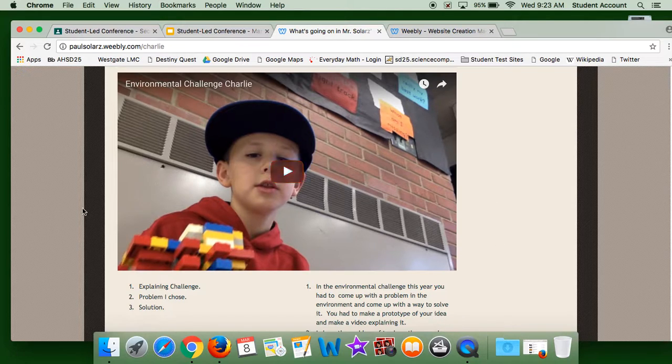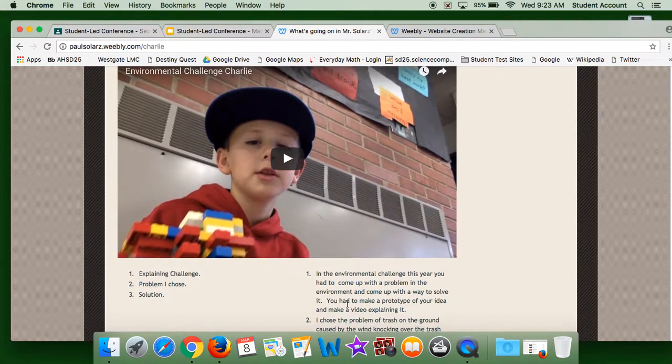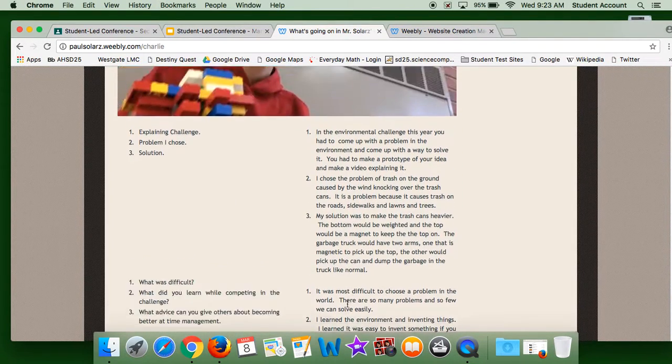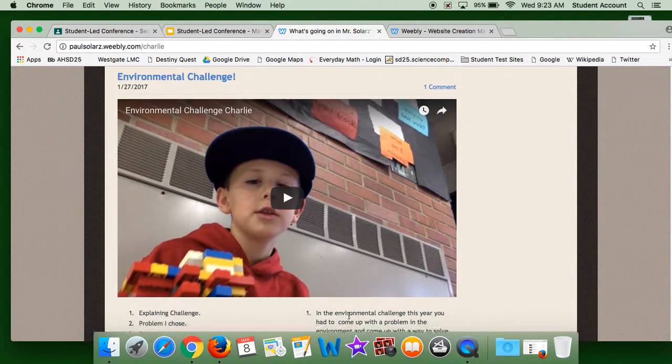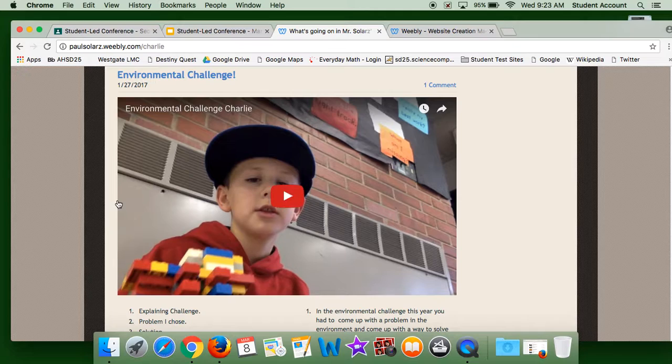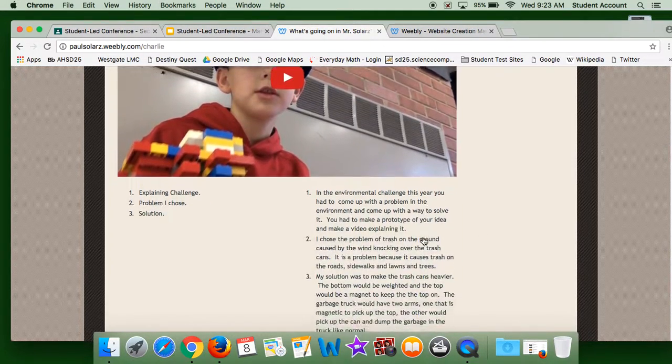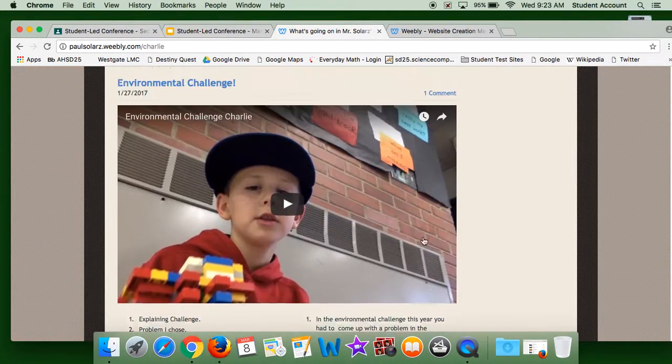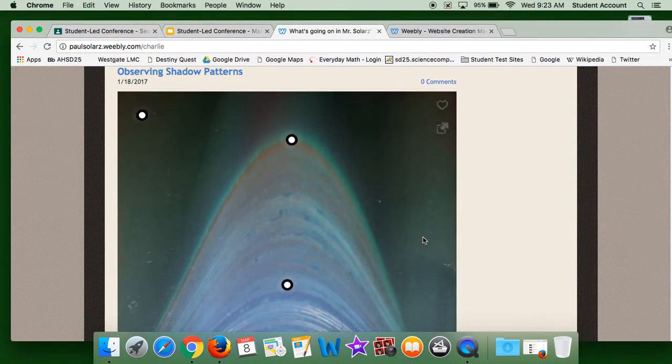So this we had to come up with a problem that was in the environment, and I chose that there was so much trash on the ground, and I came up with a different garbage truck to fix part of the problem. So that was 8. So 9 is observing shadow patterns.